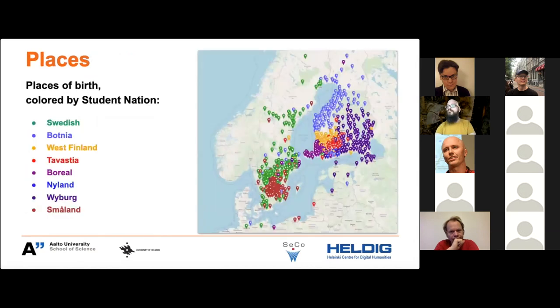In the universities in Sweden and Finland, the student nations were named after historical regions, and the students had to join the student nation corresponding to their own geographical place of origin. This map visualization shows how the place of birth correlates with the student nation. The maps clearly show how students of, for example, Tavastia or Småland nations concentrate on the corresponding regions.